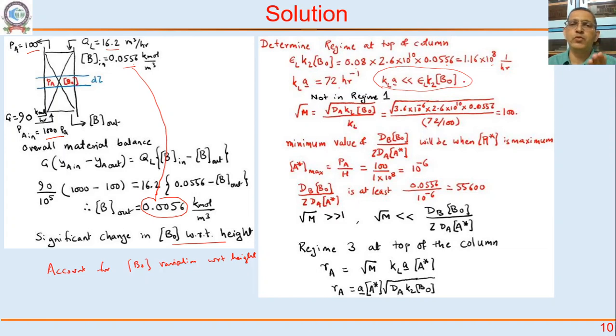To check whether it is 2, 3 or 4, calculate root m. Root m is root of dA K2 B naught by KL. KL is now, A bar is 100. So KL is 72 by 100. Root m is 100. So root m is greater than 3. That means definitely regime 3, at least.